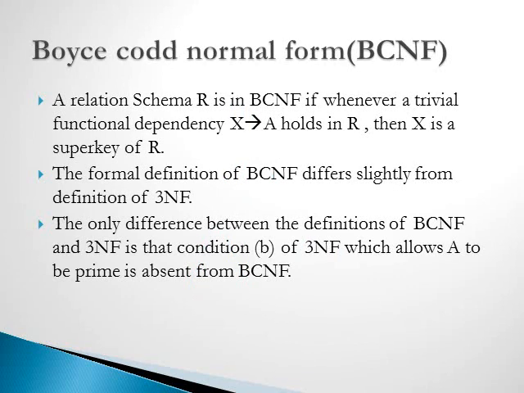BCNF. A relation schema R is in BCNF if whenever a non-trivial functional dependency X tends to A holds in R, then X is a super key of R. A trivial functional dependency is when X tends to Y holds where Y is a subset of X. The basic difference between the definition of BCNF and 3NF is that the condition that A is a prime attribute of R is absent from BCNF. We'll understand by an example.